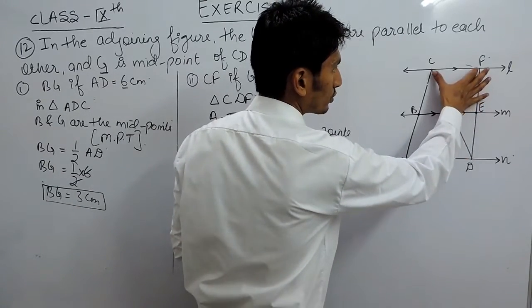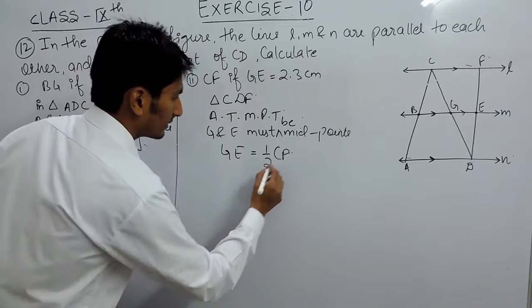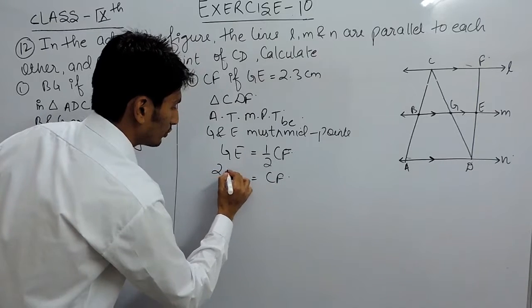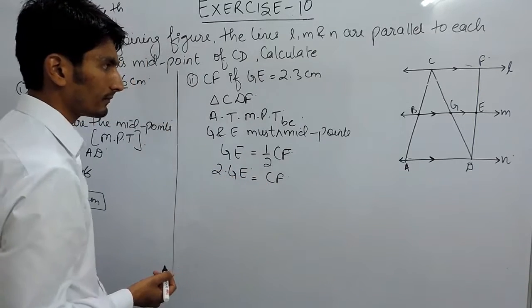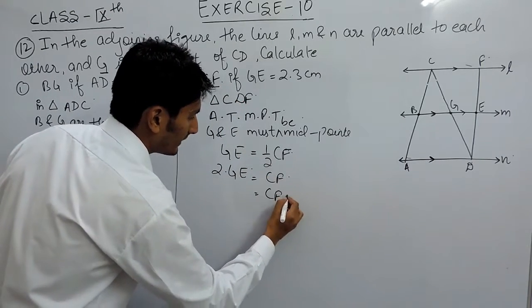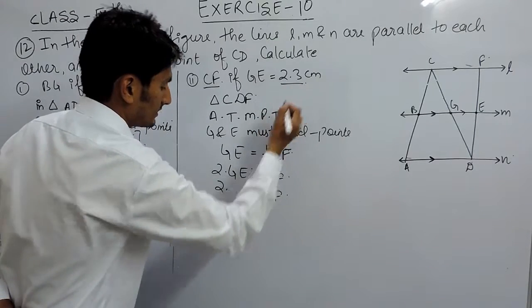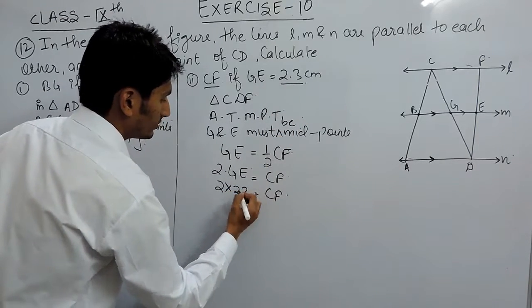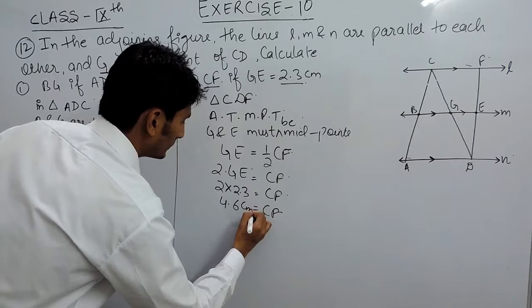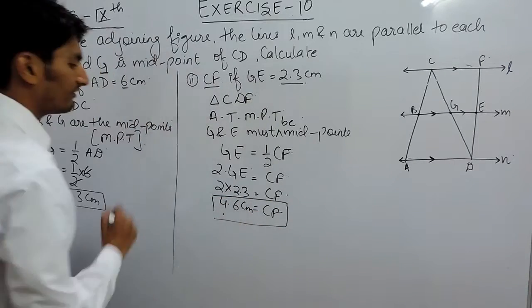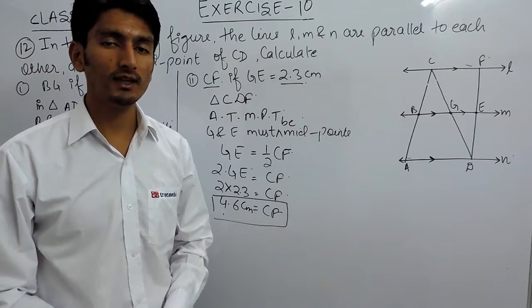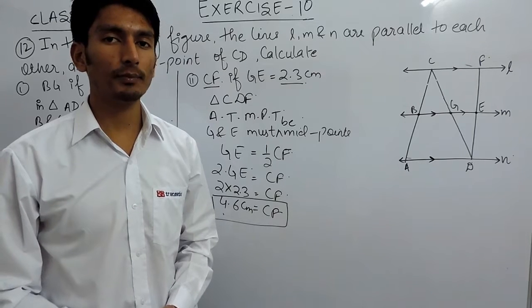This line must be equal to half of this line, or in other words we can say that CF must be equal to twice of GE. Here you have to find CF, because I have cross multiplied. Here GE is given as 2.3 centimeters. So the value of CF must be equal to 4.6 centimeters. So this is how you can solve these first two parts. In the next video, we'll solve the rest of the parts. Thank you.